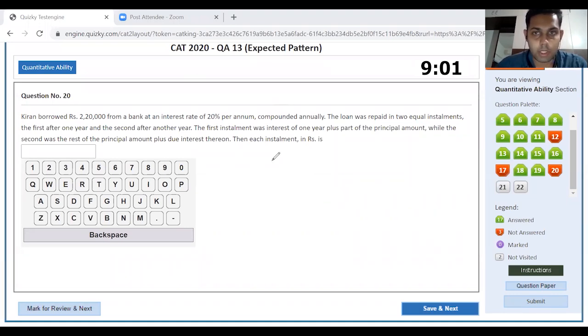From interest rate of x, loan was repaid in 2 equal installments. The first after 1 year, the second after another year. The first installment was interest of the first year plus part of the principal amount, while the second was the rest of the principal plus amount due. Okay, so this is a question of equal installments, right?